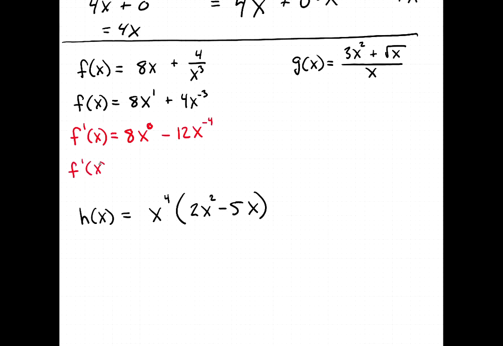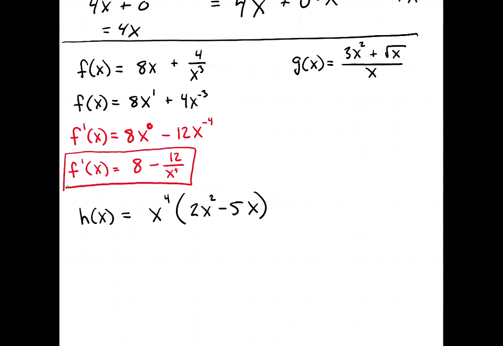So when we simplify this, x to the 0 is 1, so that's 8. And if we want to get rid of this negative exponent, that's minus 12 over x to the 4th power. So that would be the derivative of f of x.